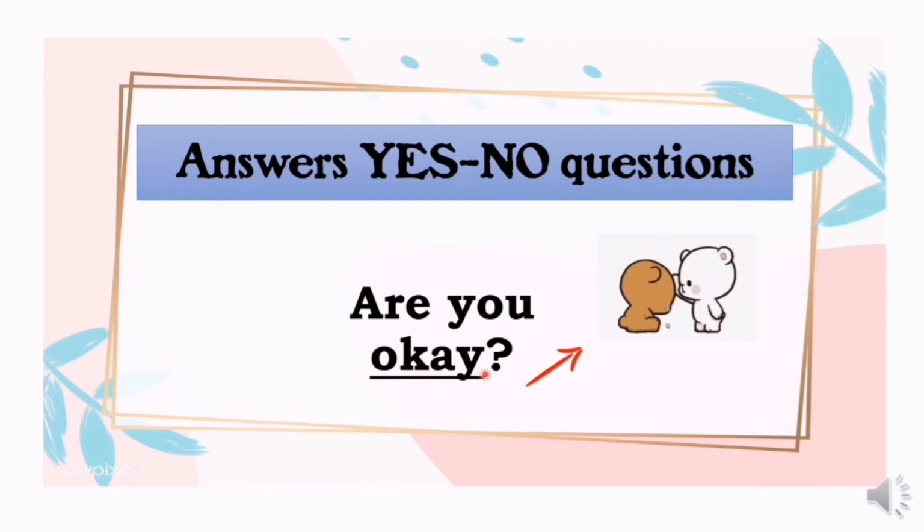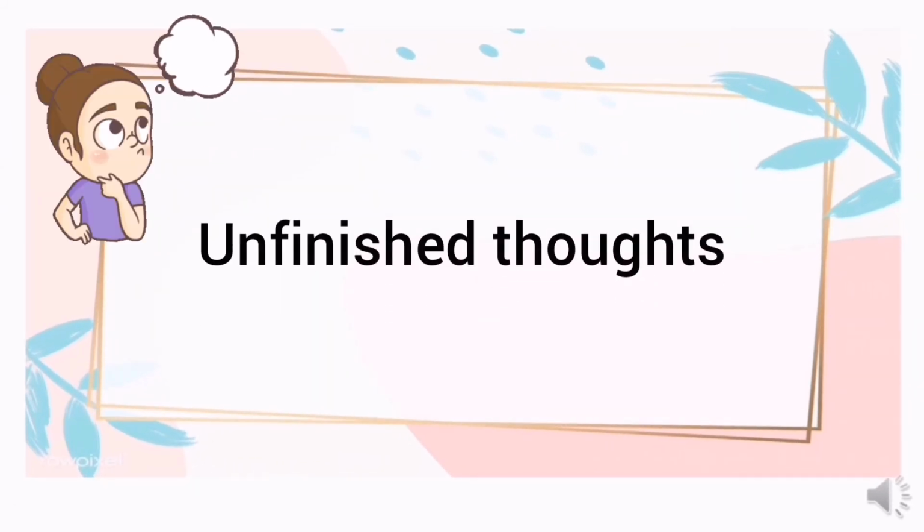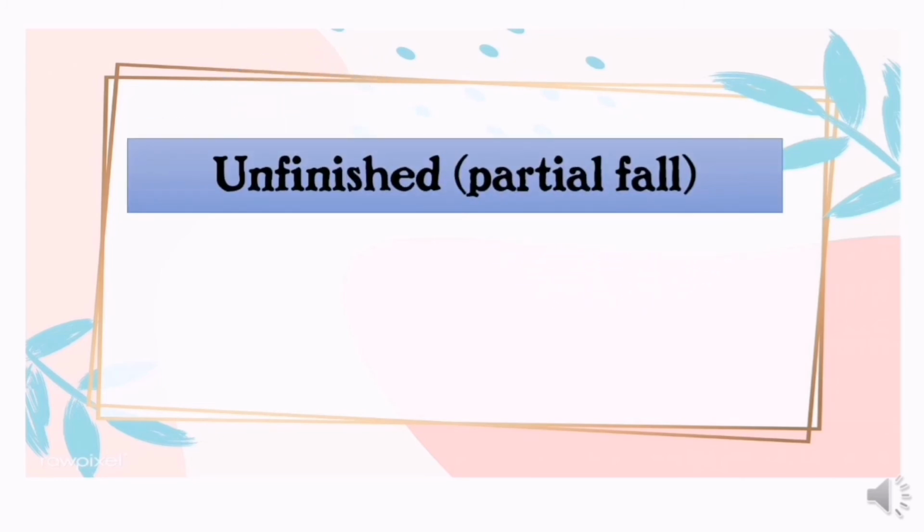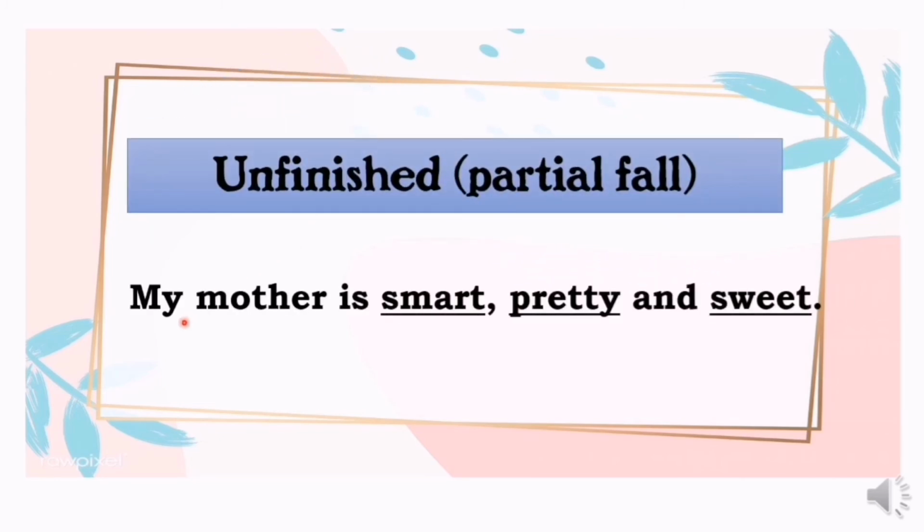Very good. If the focus words are unfinished, we use the partial falling intonation. For example, the sentence is, my mother is smart, pretty, and sweet. Again, my mother is smart, pretty, and sweet. As you can see, the last word, which is the sweet, is in the falling intonation. That is why it is called the partial falling intonation.